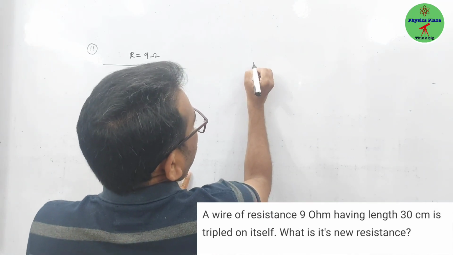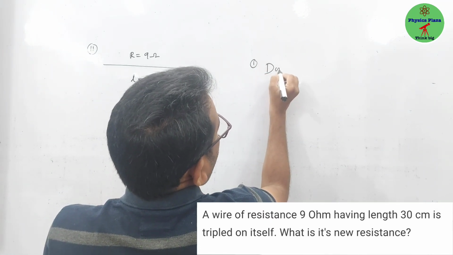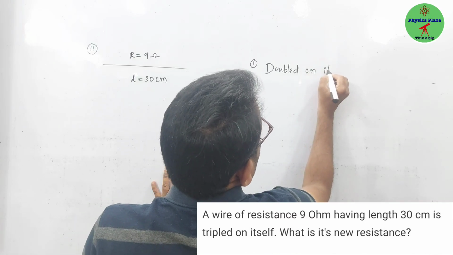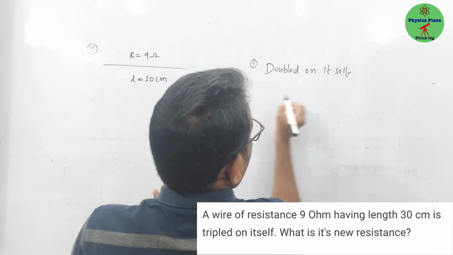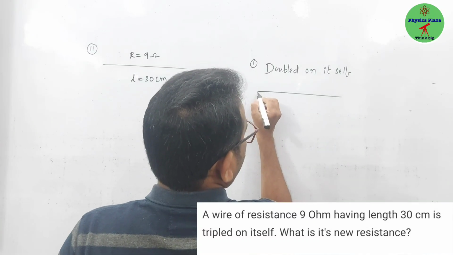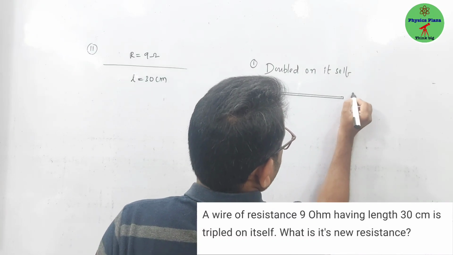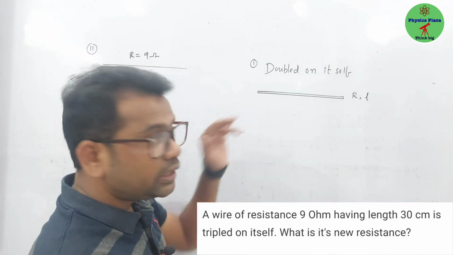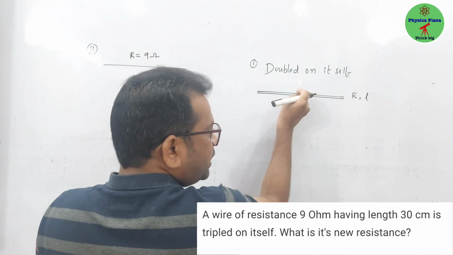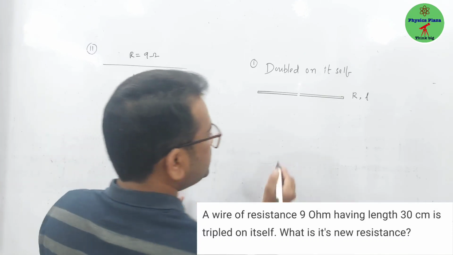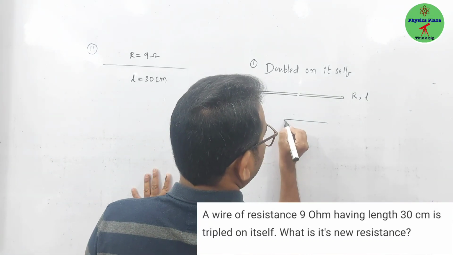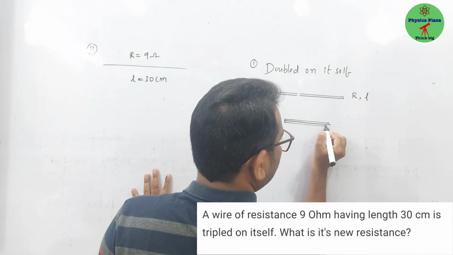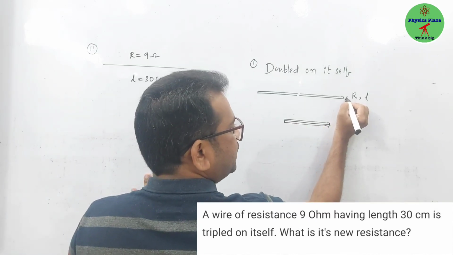For example, like this, it is given in a question: doubled on itself. For example, here one wire is there. Its resistance is R and its length is L. Doubled on itself means it's exactly making into two pieces, and keeping one piece over the other. This is called doubled on itself. Its area of cross section is A.